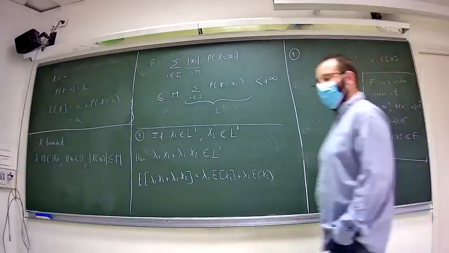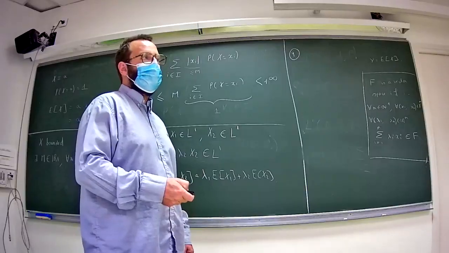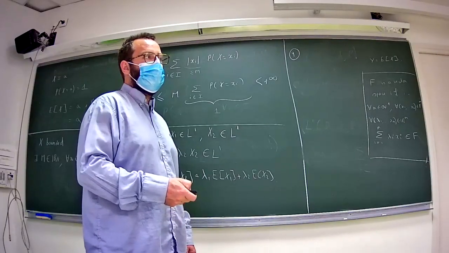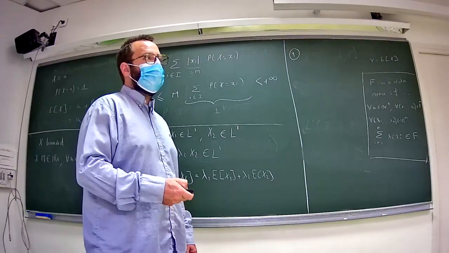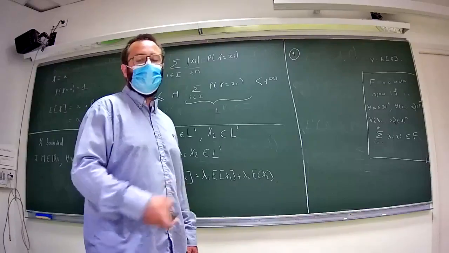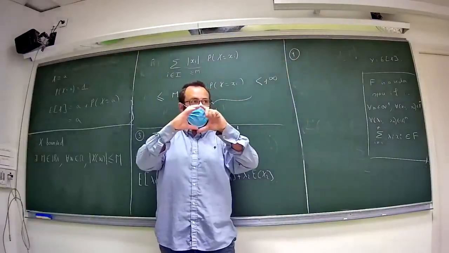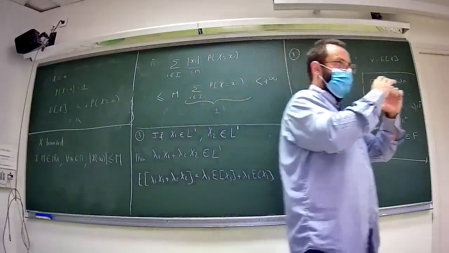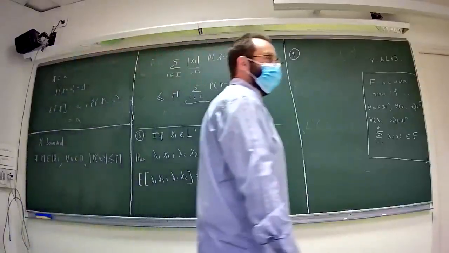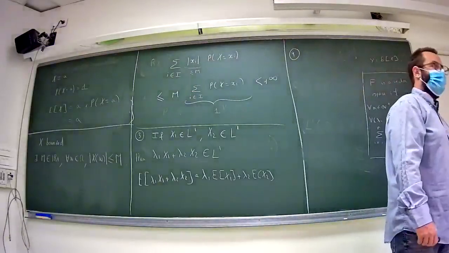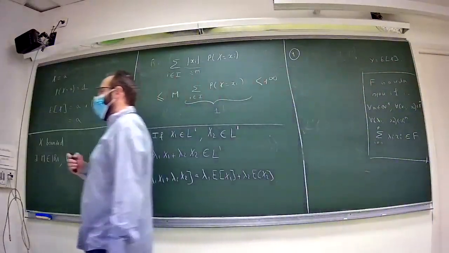In fact, it's statement 4. If X is in L2, and Y is in L2, then the product is in L1. So it means that I need to impose a little bit more on X and Y to have the product in L1. So keep in mind that you have L0, L1, L2. L2 is a subset of L1. So imposing that X and Y are in L2 is something that is more restrictive than being in L1.